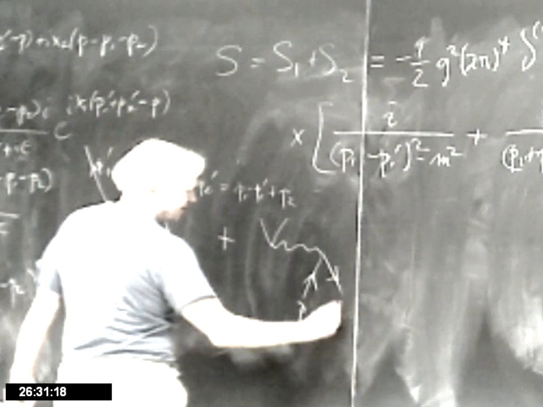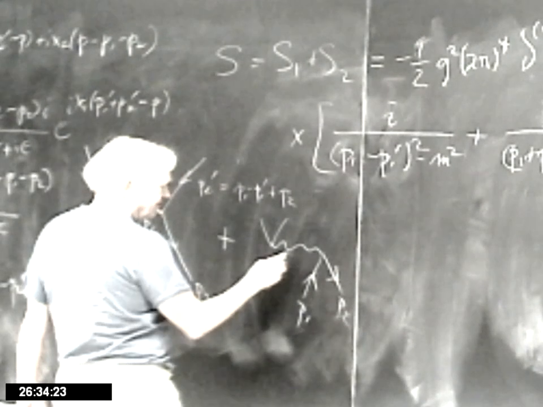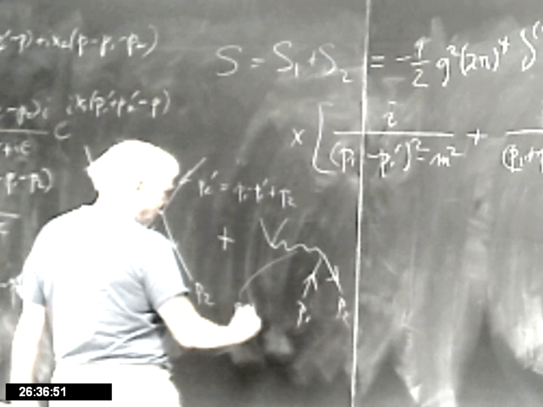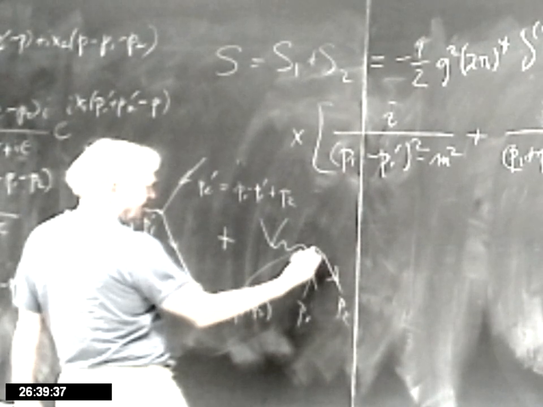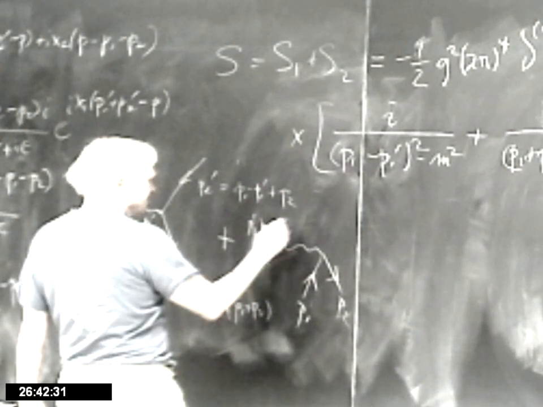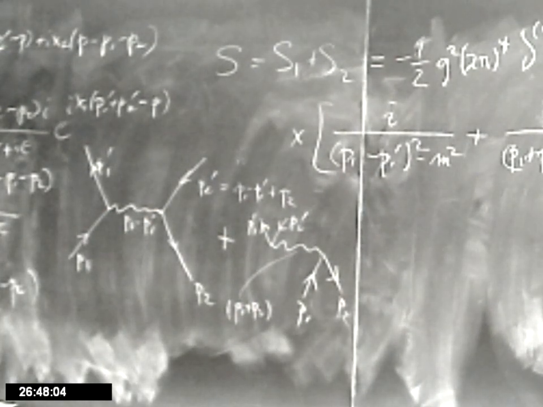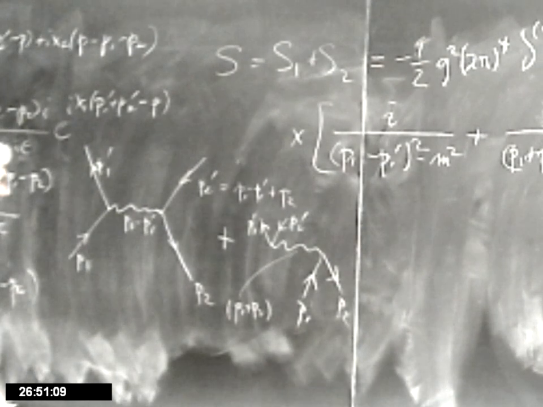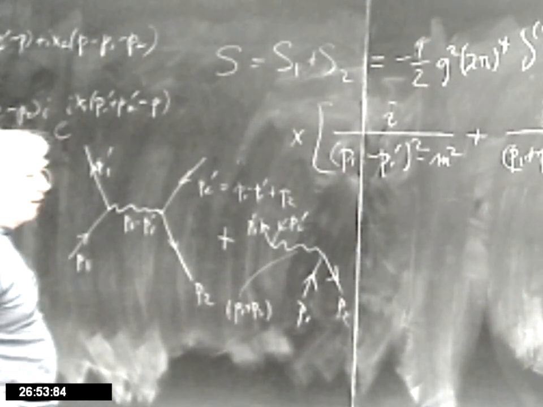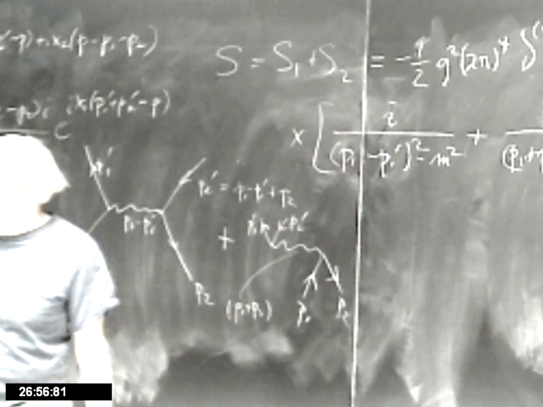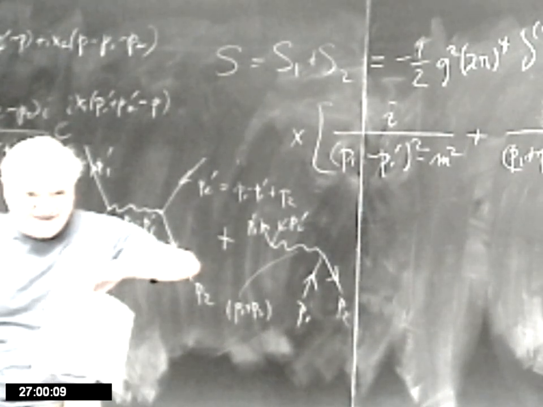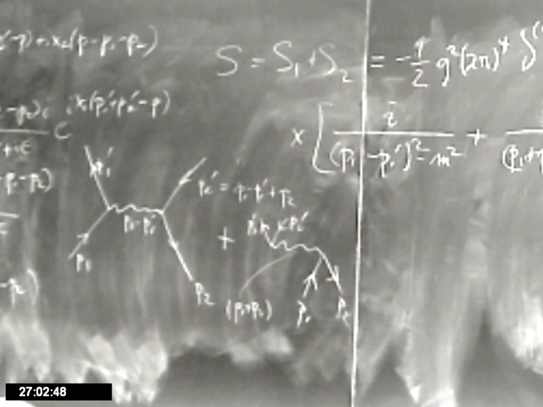And this is p1, p2. So this line here is carrying p1 plus p2. This p1 and p2 come in, and then p1 prime goes out, and p2 prime goes out. You're adding them together because there's no way to tell which one happens. It's kind of the idea, so you need both to contribute. But the real reason you add them together is because when you do the calculation, they come out with a plus sign. That's the real reason. What you're saying is probably true.